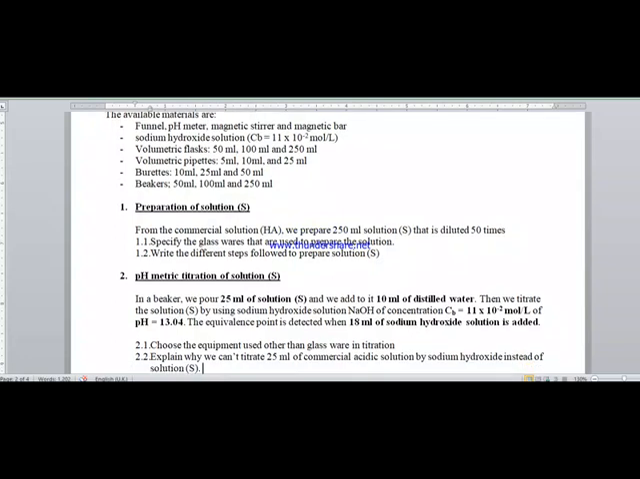Okay, part 1 is about the preparation of the solution S. We prepare from the commercial solution, 250 milliliters of solution S that is diluted 50 times. Specify the glassware. We have a dilution. In dilution, the glassware must be a volumetric flask and a pipette. We want to determine what type of pipette is used.